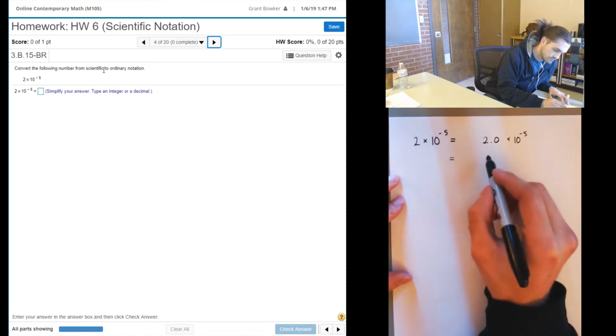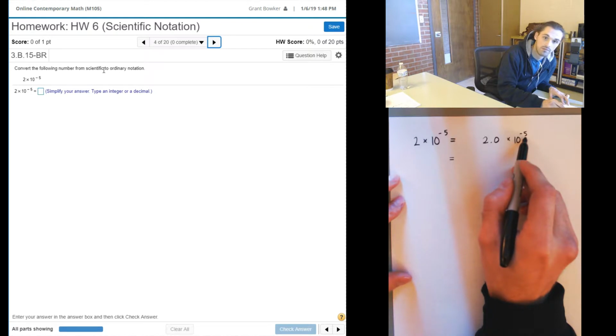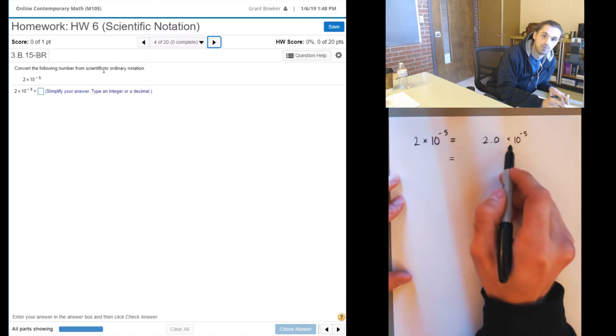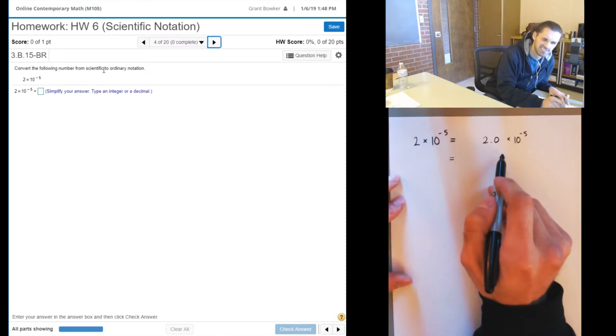Well, we're going to take this decimal point and we're going to move it 5 spots to the left. So 5 places to the left. Why 5? Well, we have a power of 5 on our 10. Why to the left? It's negative. So multiplying by a negative power on 10 gives you a smaller number in its essence.